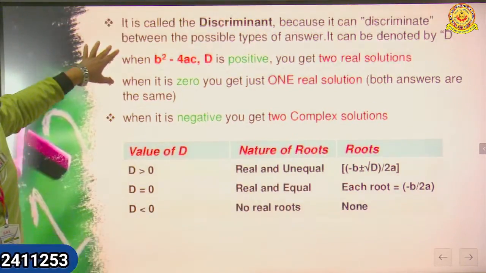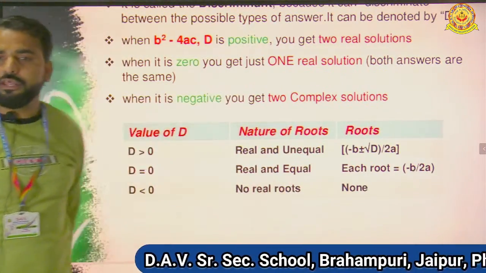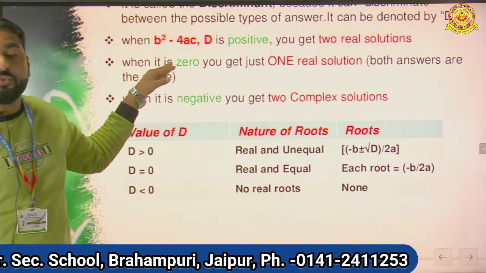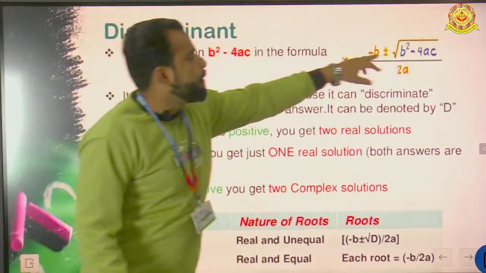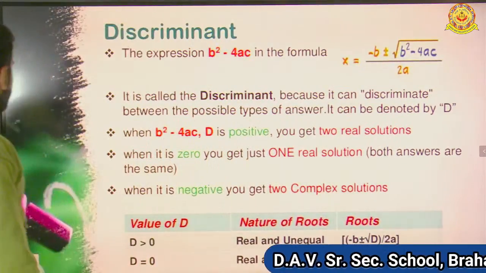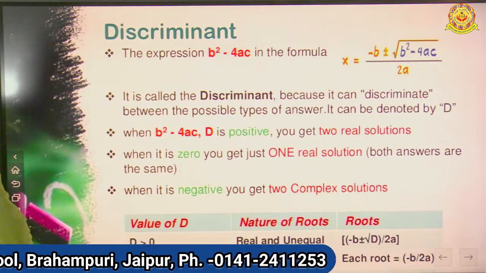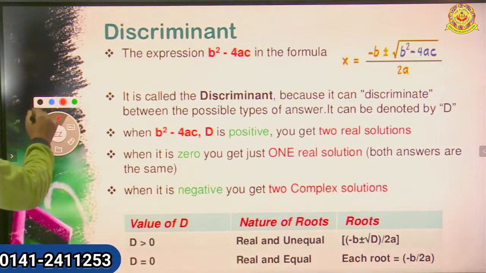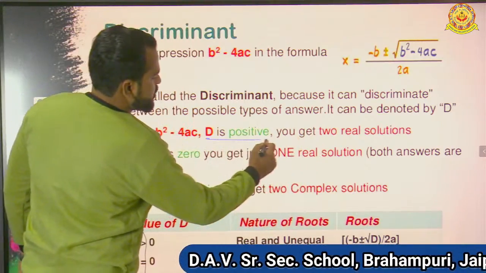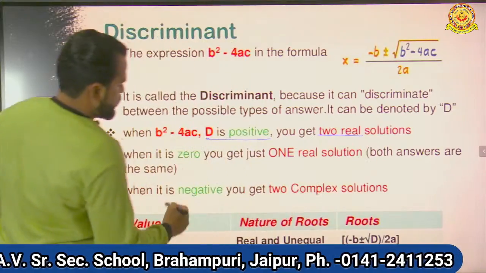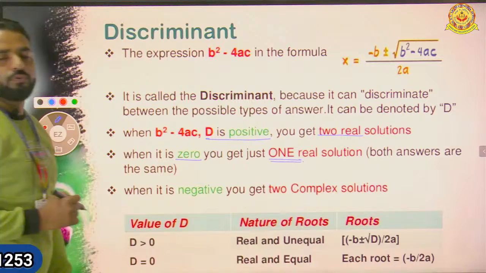Now when will we get the D, that discriminant, having only one solution? When your value b square minus 4ac is equal to 0. When your b square minus 4ac value becomes 0. Let me write it here. D is positive, two real solutions. D is 0, one and only one real root possible.